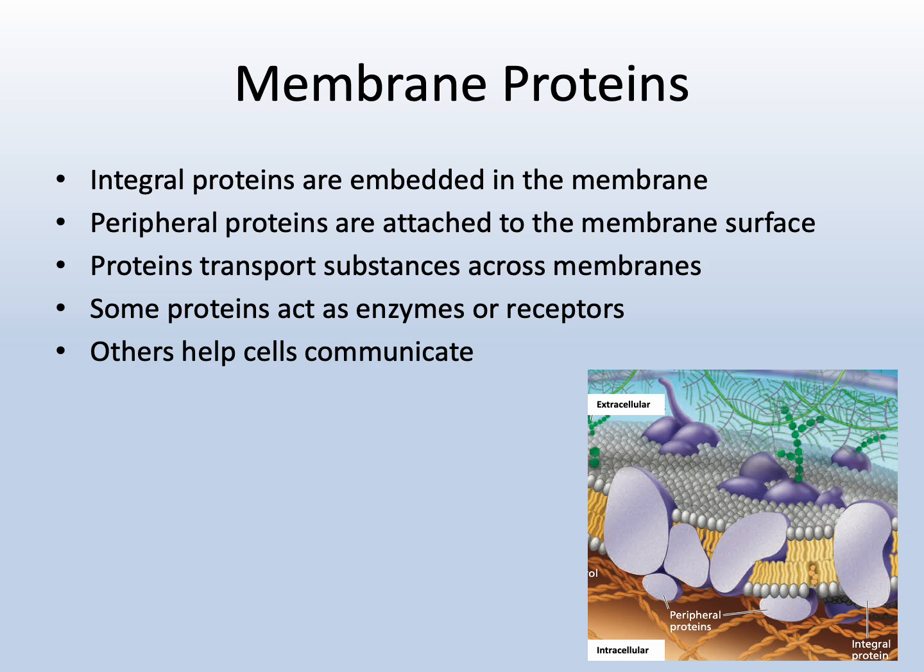Membrane proteins perform many different functions. Some act as transport proteins, helping substances move across the membrane. This is really important because many molecules can't pass through the phospholipid bilayer on their own. Other proteins function as enzymes, which can speed up chemical reactions, or as receptors, which can receive signals from outside the cell. Still other proteins help cells communicate with one another, allowing cells to coordinate their activities and respond to their environment.